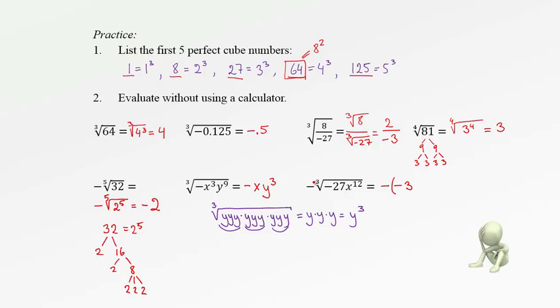And the cubic root of x to the 12, remember, divide on exponential level. 12 divided by 3 is 4. Don't forget to rewrite the x. Keep the base x and the exponent will be 4. Therefore, altogether we have plus 3x to the 4.